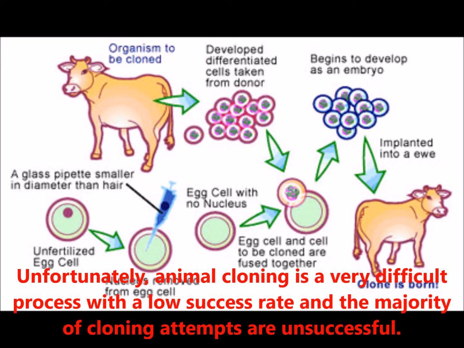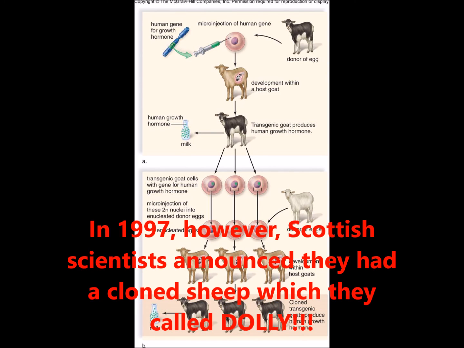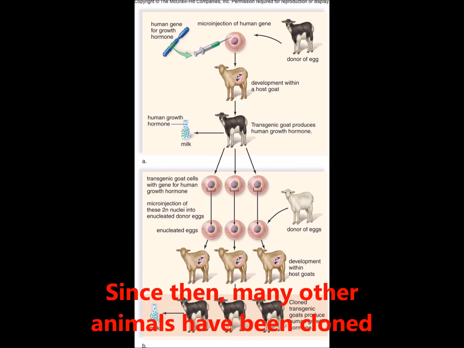Unfortunately, animal cloning is a very difficult process with a low success rate, and the majority of cloning attempts are unsuccessful. For many years, researchers believed adult vertebrate animals couldn't be cloned because cloning requires all genes of adult cells to be turned on for normal development. In 1997, however, Scottish scientists announced that they had cloned a sheep which they called Dolly. Since then, many other animals have been cloned.